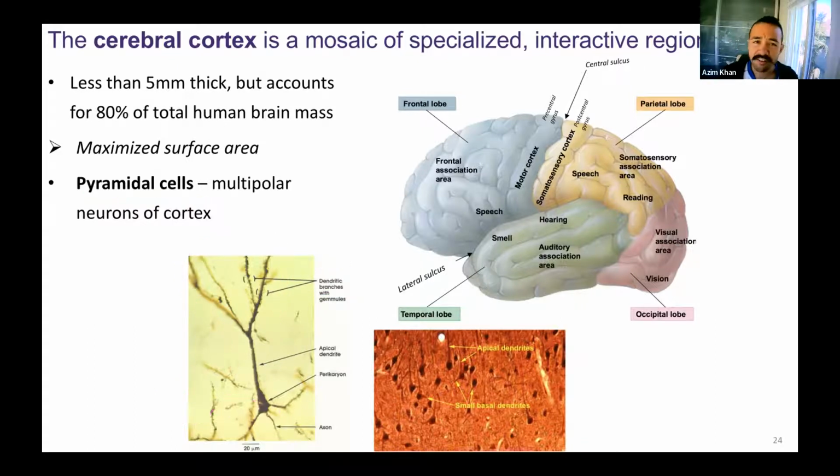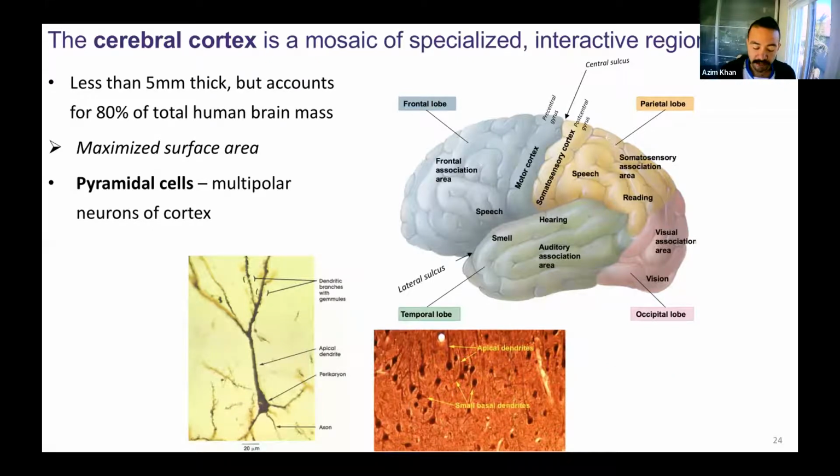When we look at our histology, it's going to look more like this at the bottom right. You'll see the nice dark cell bodies, kind of triangular in shape, like a pyramid, and then dendrites extending. You can see the dendrites extending directly off of the cell body.